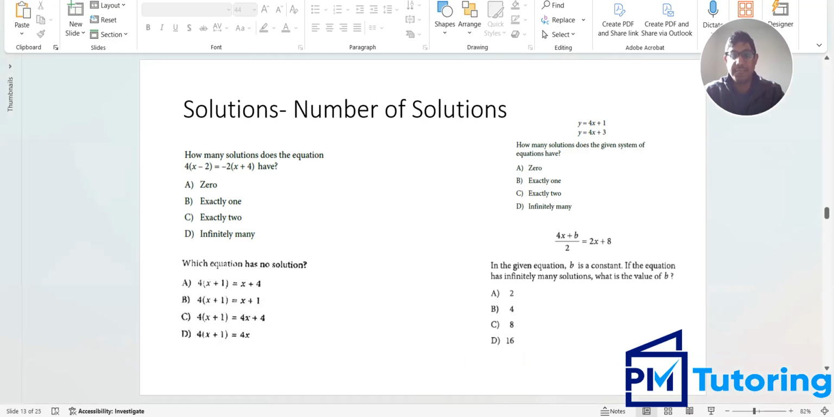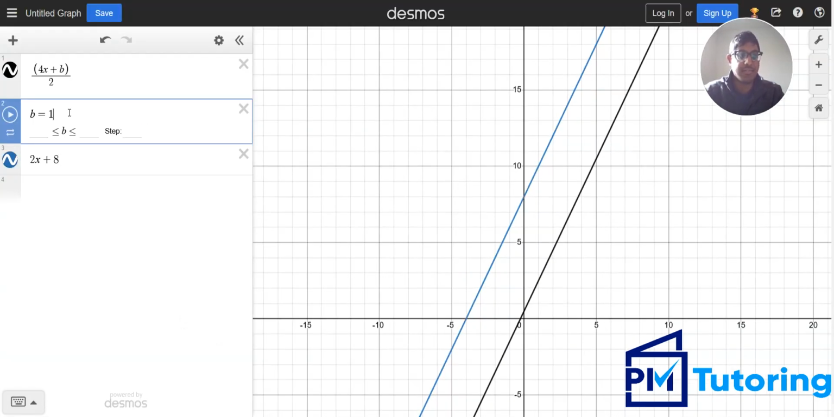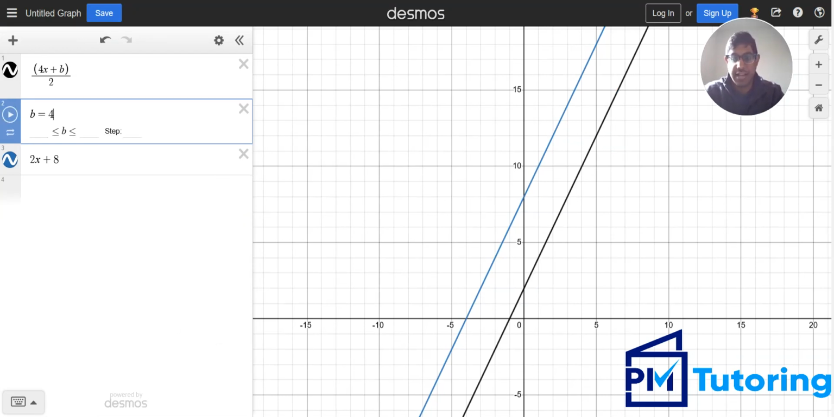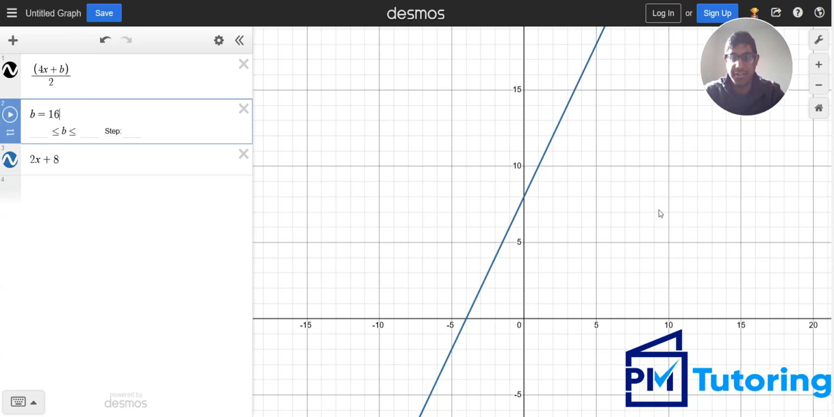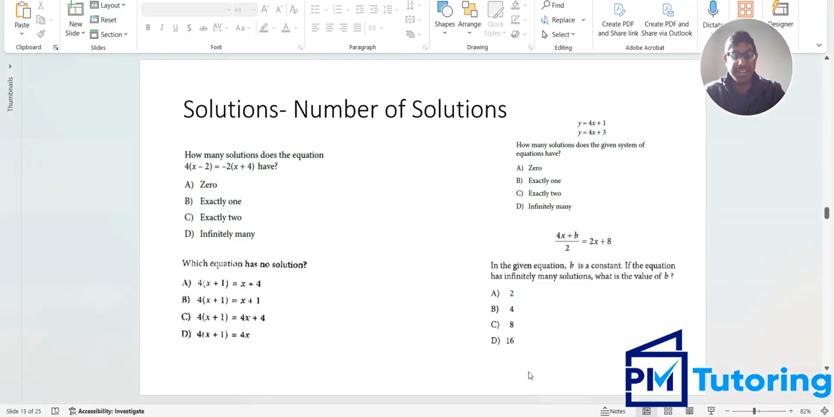So our first value of b could be 2, and then the next one's 4. So 2, those don't overlap. 4, those don't overlap either. Then we got 8 and 16. 8, nope, 16. And there we go. Those overlap. We don't see another line over there. So our answer is just going to be 16.